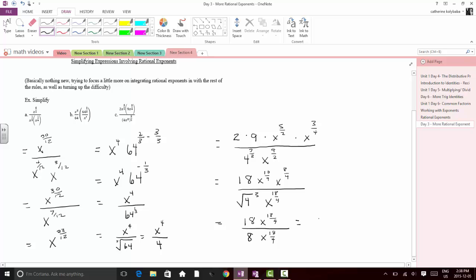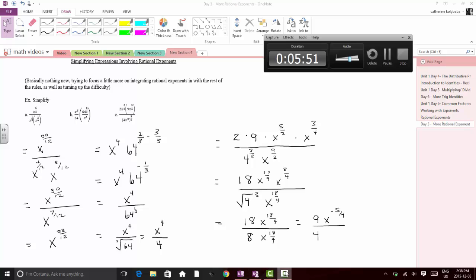I'm going to reduce my fraction. 2 goes into 18 9 times. It also goes into 8 4 times. 13/4 minus 18/4. I have x to the negative 5/4. And I can never have a negative exponent, so my very last line is 9/4 x to the 5/4, just to make that exponent positive.